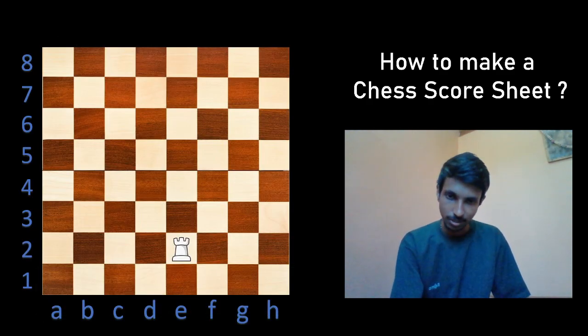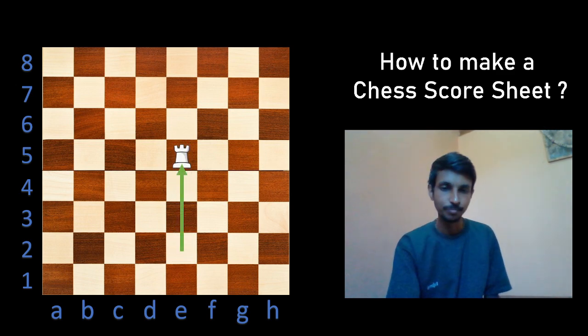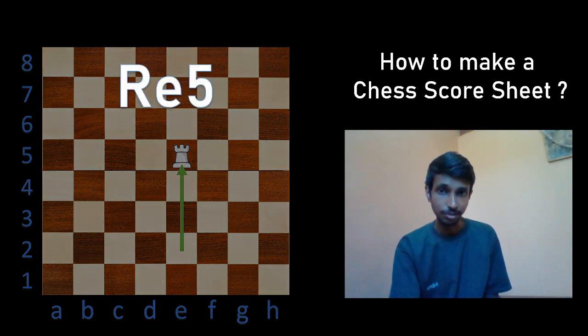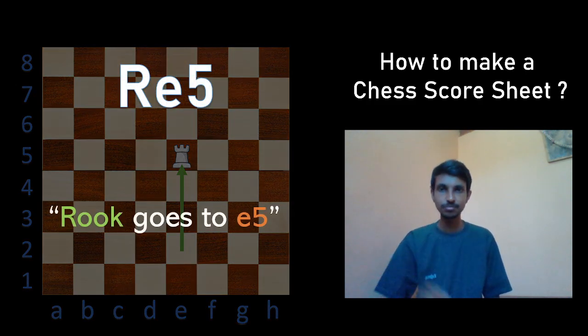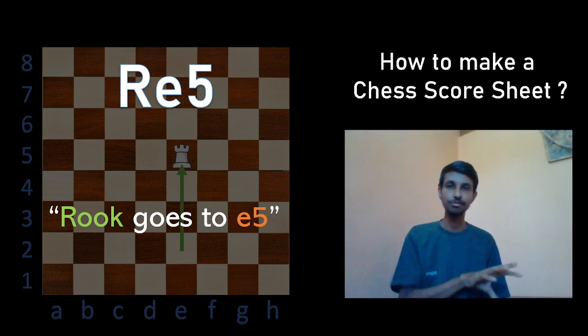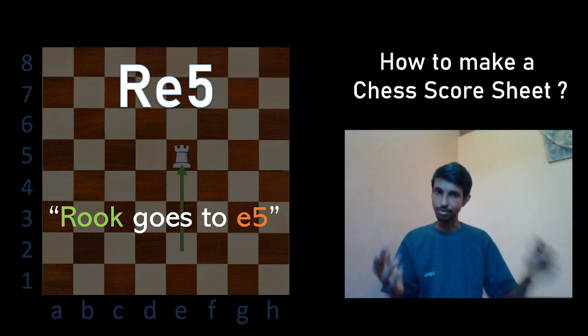So look at this example. There is a rook on the e2 square. Imagine the rook goes here. How do you name this move? Now look at the square, it is e5. So you write it as Re5. And how do you read this? The rook goes to e5, or just rook to e5.